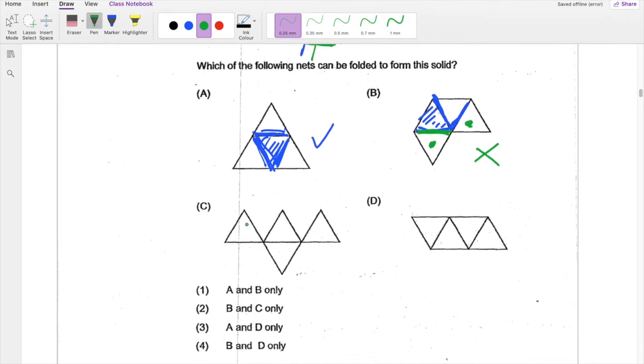And for this one here, the triangles should have joint edges, so this one we don't consider. And how about this one?